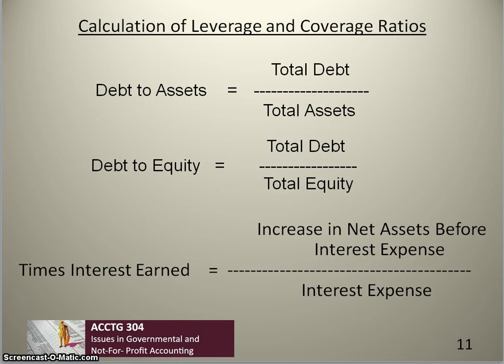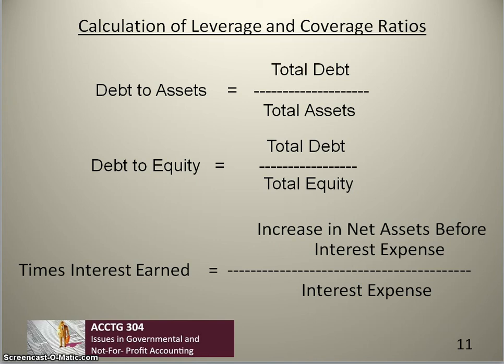The formulas for these ratios are shown here. Debt to assets is total debt over total assets. Debt to equity is total debt over total equity, or in this case, instead of equity, it would be total debt over total net assets in the case of a not-for-profit. Times interest earned is the increase in net assets before interest expense divided by interest expense.